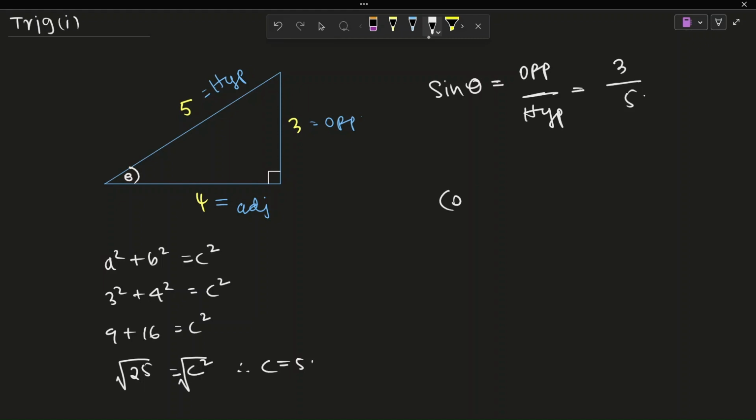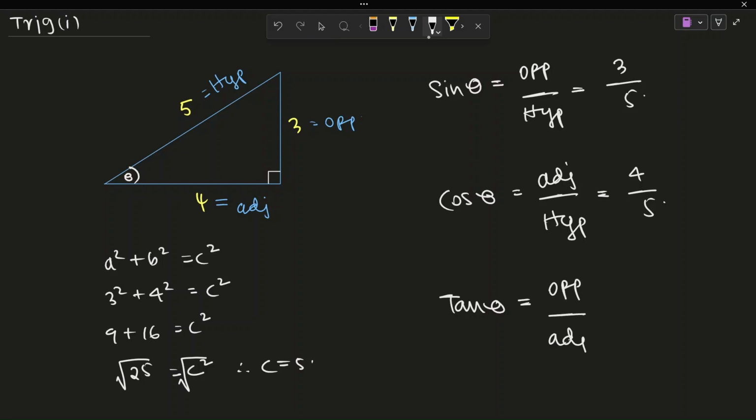In the same way, we can find cos theta by using adjacent side over hypotenuse. Now our adjacent side is 4 and our hypotenuse is 5. So cos theta is 4 by 5. Finally, we can move on to tan theta. Now tan theta is opposite over adjacent. Our opposite side is 3 again, our adjacent side is 4. Therefore, tan theta is 3 by 4.